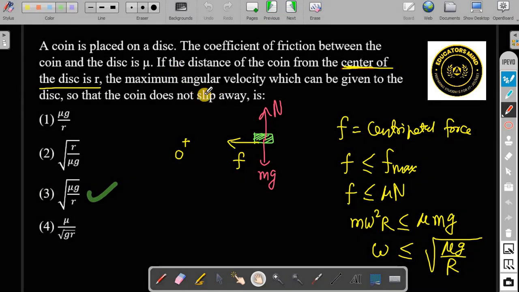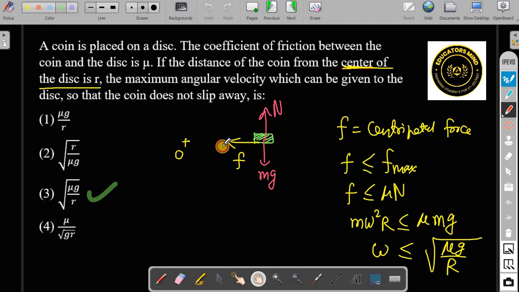In the next question, they are saying that there is a coin kept, right, and the table is rotating. So the coin is also rotating with the table. Now coefficient of friction is mu, and the distance from the center, that is radius, they have given us as small r. Okay, they are asking the maximum angular velocity. If you rotate faster, at one point it will throw away, it will just move out.